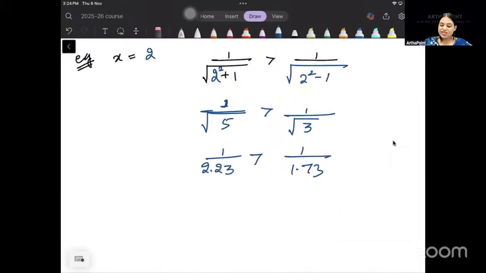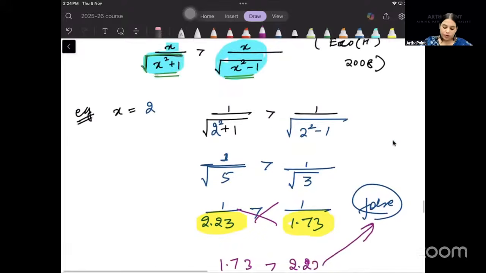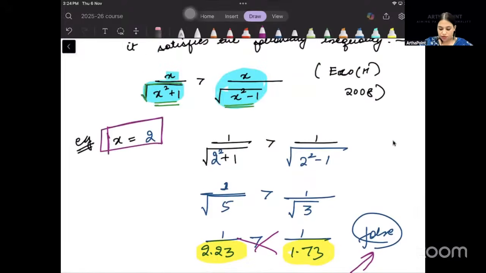Right? So is this a true statement? It is false. Here the denominator is 2.23, here the denominator is 1.73. अगर क्रॉस मल्टीप्लाई कर दो, so 1.73 greater than 2.23, it is false. So with x being positive, this is not getting satisfied. Clear? Is it clear? Okay.